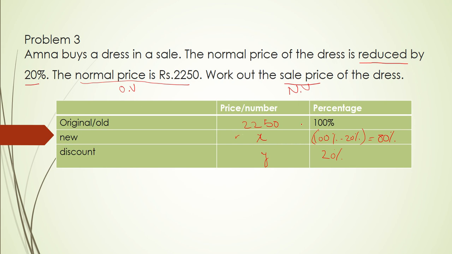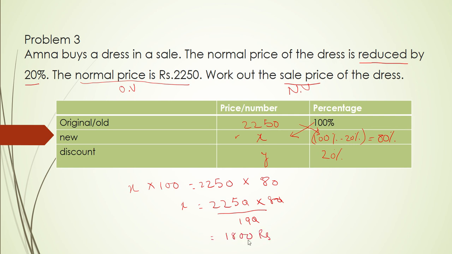Now let's make cross multiplication with this. 2250 cross multiplied with 80 and 100 cross multiplied with x. So x multiplied by 100 is equal to 2250 multiplied by 80. Divide both sides by 100. So 2250 multiplied by 80 divided by 100. Cancel the zeros, and 225 times 8 is 1800 rupees. Now this is the reduced amount. You can see the original cost was 2250, but we have to pay only 1800.